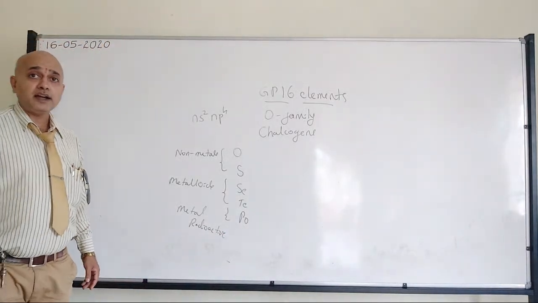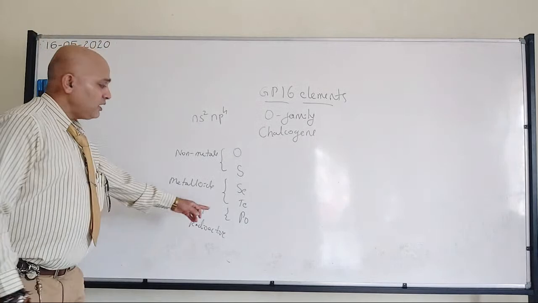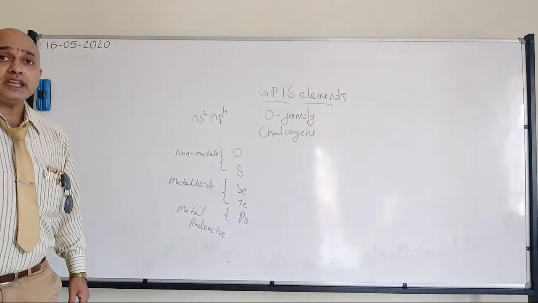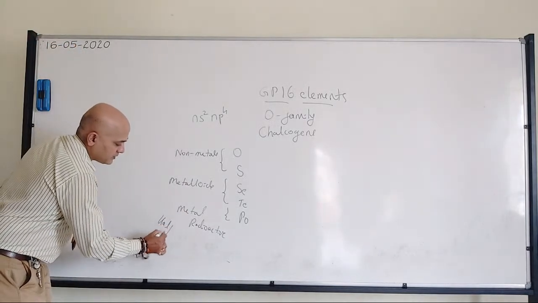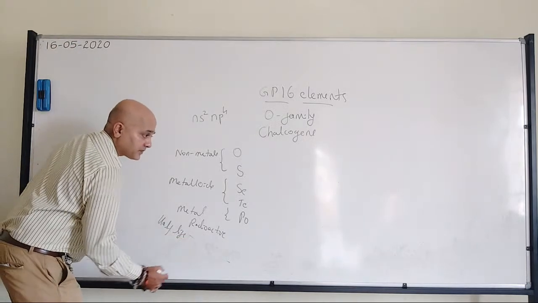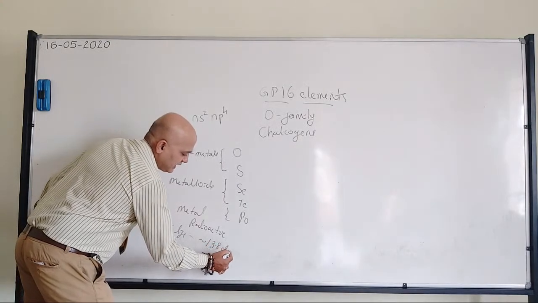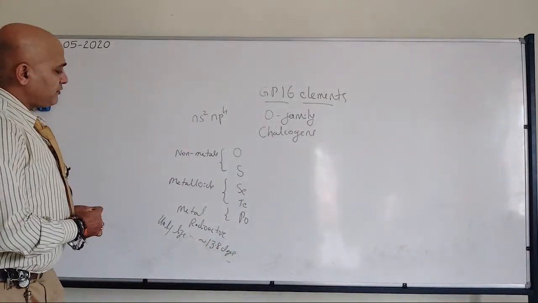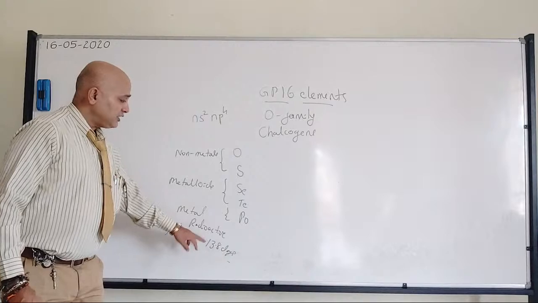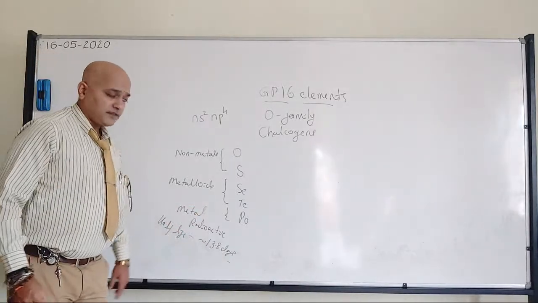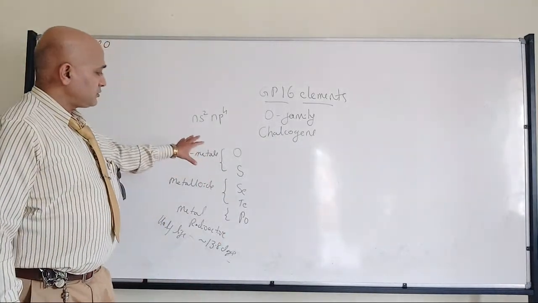One more question can be asked. Name the radioactive element in group 16. So which is that one? Polonium is the radioactive element in group 16, with a half-life of approximately 13.8 days. Since we are talking about a radioactive element, I am mentioning the half-life, 13.8 days. Fine. So this is with respect to group 16.